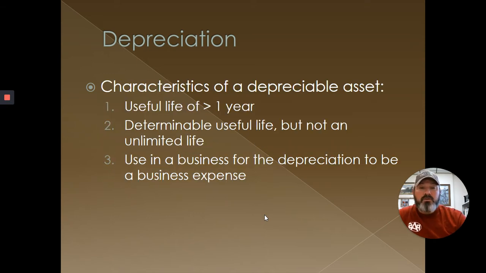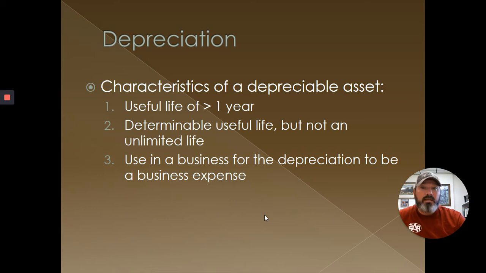So what are the characteristics of a depreciable asset? They all have to have a useful life of greater than 1 year. So a pickup truck, a combine, a planter, breeding livestock counts as a depreciable asset because cows or sows lose value the older that they get, generally speaking. But a market steer does not count as a depreciable asset. Its production life is counted as basically 1 year or less. So it has a determinable useful life, but not unlimited life.